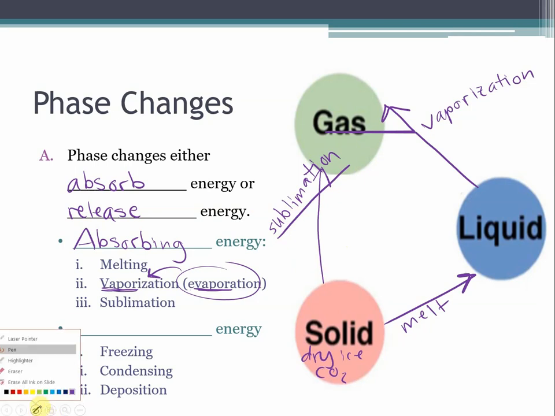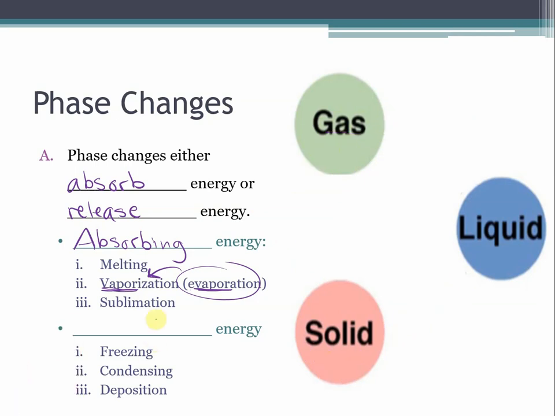Clean this up for ourselves a little bit. We can also go the other way. The other half of these processes require you to release energy. These things need to cool off. They've got to get rid of energy. So that would be an example of going from a liquid to a solid, right? You fill an ice cube tray with some water, throw it in your freezer, and it freezes from a liquid to a solid. That process requires the water to get rid of some energy.